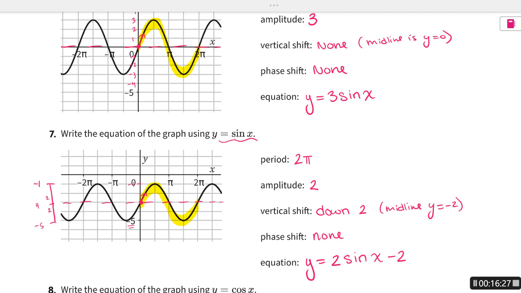And I just realized I miscounted here. We're down 3 here. So 1, 2, yeah, we're down 3. So y equals -3. So that's going to change our midline to -3. So y equals -3 in our equation changes it to y equals 2 sine of x minus 3.